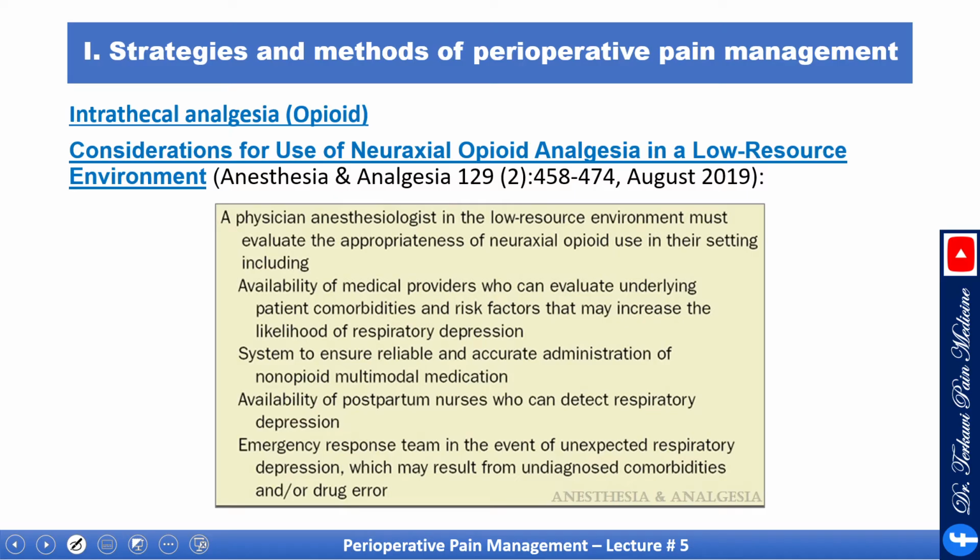A physician anesthesiologist in a low resource environment must evaluate the appropriateness of neuraxial opioid use, and their setting should include availability of a medical provider who can evaluate underlying patient comorbidities and risk factors that may increase the likelihood of respiratory depression, a system to ensure reliable and accurate administration of non-opioid multimodal medication, availability of postoperative nurses who can detect respiratory depression, and an emergency response team in the event of unexpected respiratory depression, which may result from undiagnosed comorbidities or drug error.